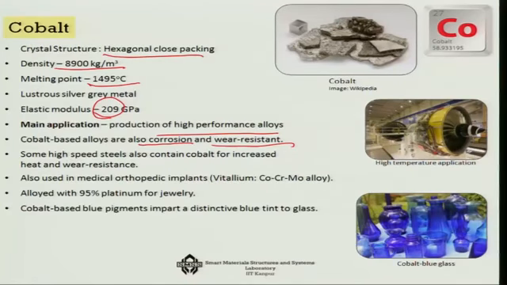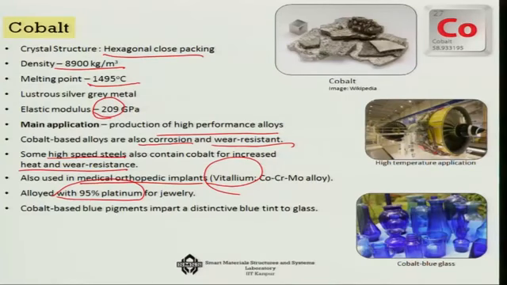Some high speed steels contain cobalt, I already talked about them for heat and wear resistance. Some medical orthopedic implants use cobalt, chromium and molybdenum together, there is vitallium which is used in medical orthopedic implants, and they are sometimes alloyed with platinum, 95% platinum and 5% cobalt, for jewelry applications.